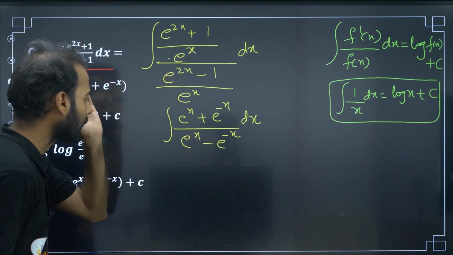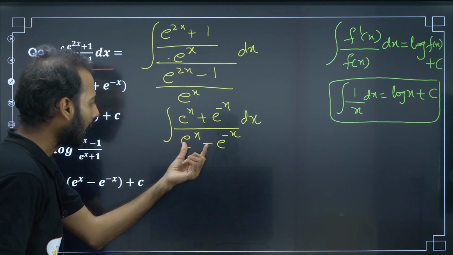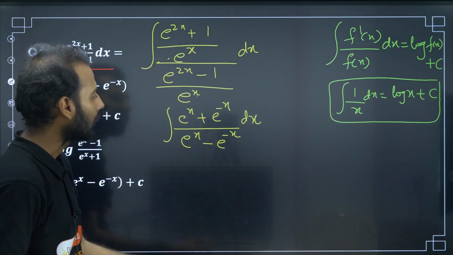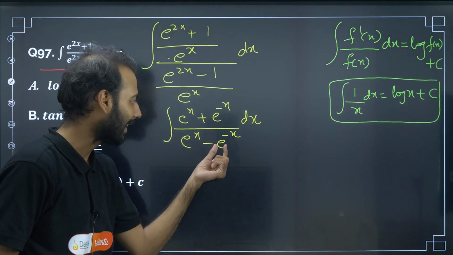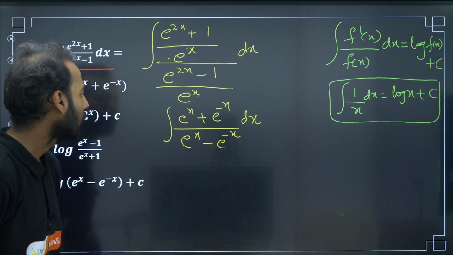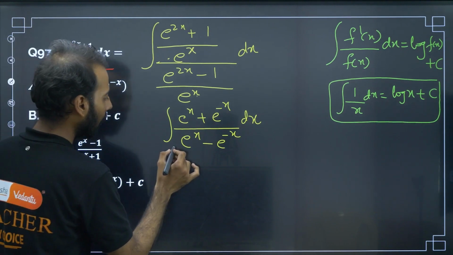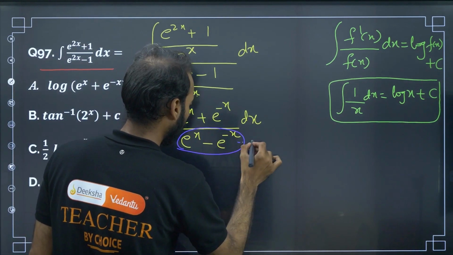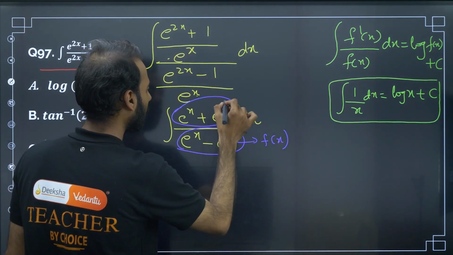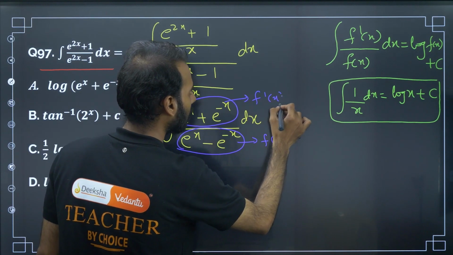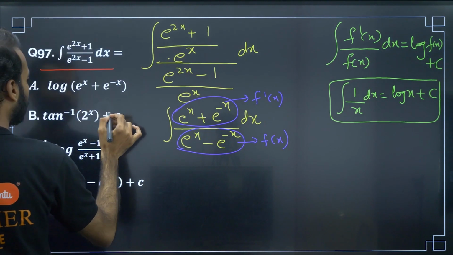Now you observe this function. If I name this as f of x, f dash of x is this. Once again I will say e raised to x minus e raised to minus x. If I am naming this as f of x, its derivative is this. So I will use that formula.